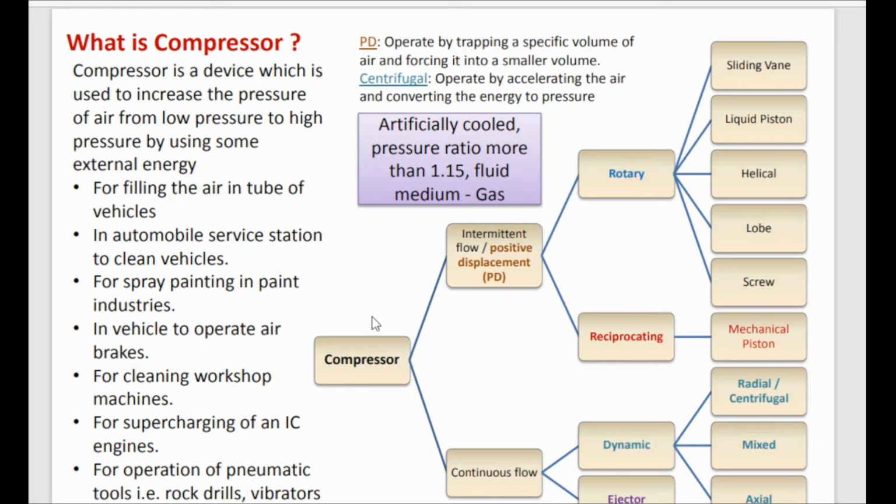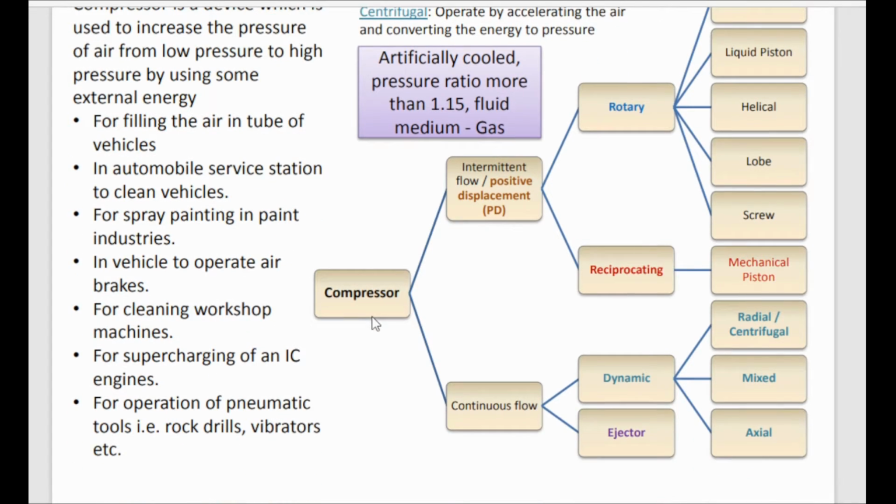So here there are some examples or applications why we need compressed air. For filling the air in tubes of vehicles, in automobile service stations to clean vehicles, for spray painting in paint industries, in vehicles to operate air brakes, for cleaning workshop machines, for supercharging of IC engines, for operation of pneumatic tools, that is drills and rock drills and vibrators, etc.